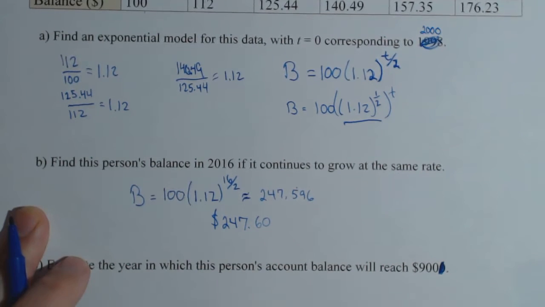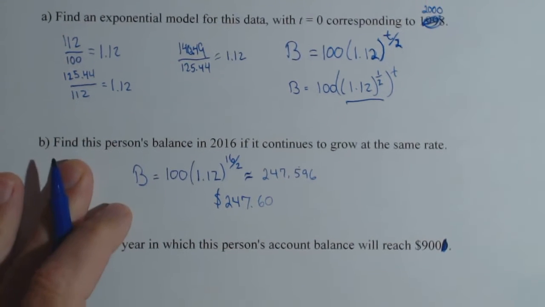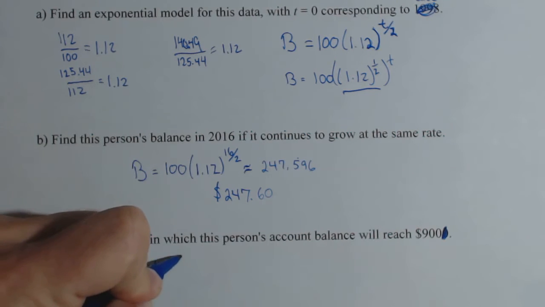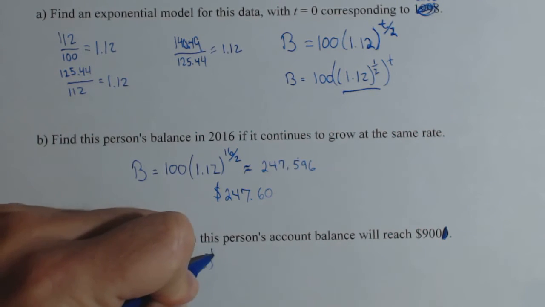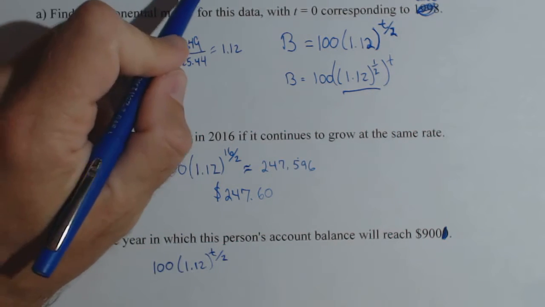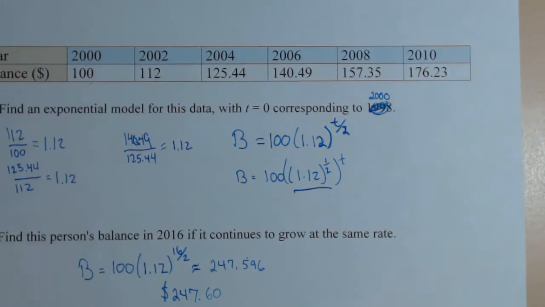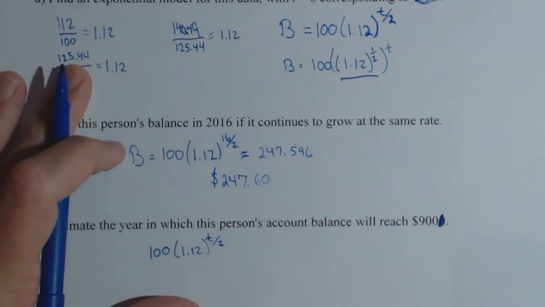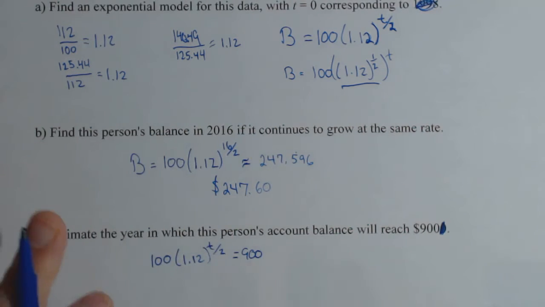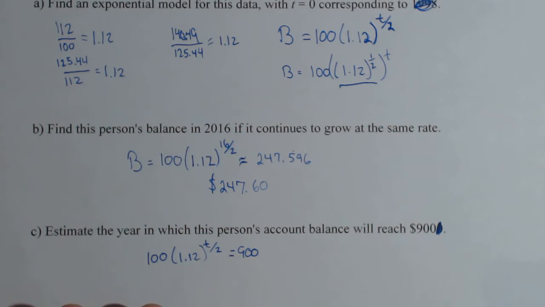Lastly, when will this person's account reach $900? I'm going to show you how to do this with the calculator in this particular case. So we're going to set our account 100 times 1.12 to the t over 2. Again, remember that we divided by 2 because ours was a 2-year growth factor. If these had been 3-year gaps, we would have divided by 3. If they had been 1-year gaps, we would have divided by 1 or not written it at all, equals 900. This can be done with logs, but for this particular problem, we're not going to use logs.